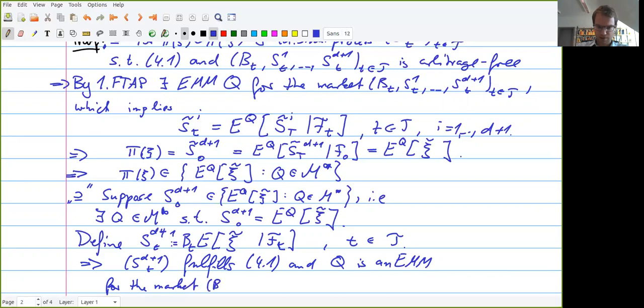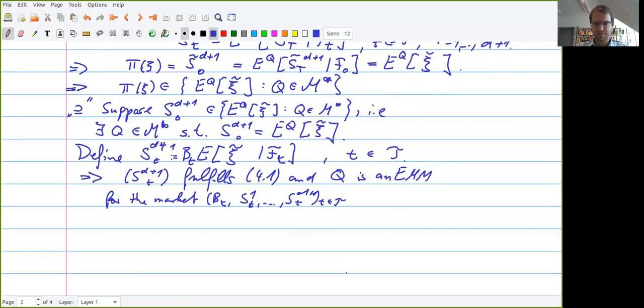So for the extended market, there's now D plus 1 risky assets. Right, because it's a martingale measure on the original market, so all the discounted price processes are martingales, and I've discounted the D plus 1's risky asset here as defined here. Then it's a martingale by construction.